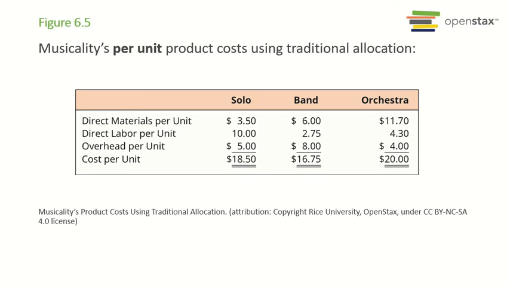Now we can calculate the per unit product cost using the traditional allocation method. So for each product, we already knew the direct material per unit and direct labor per unit, and we just calculated the overhead per unit. So we add these up, we get the cost per unit for each product.